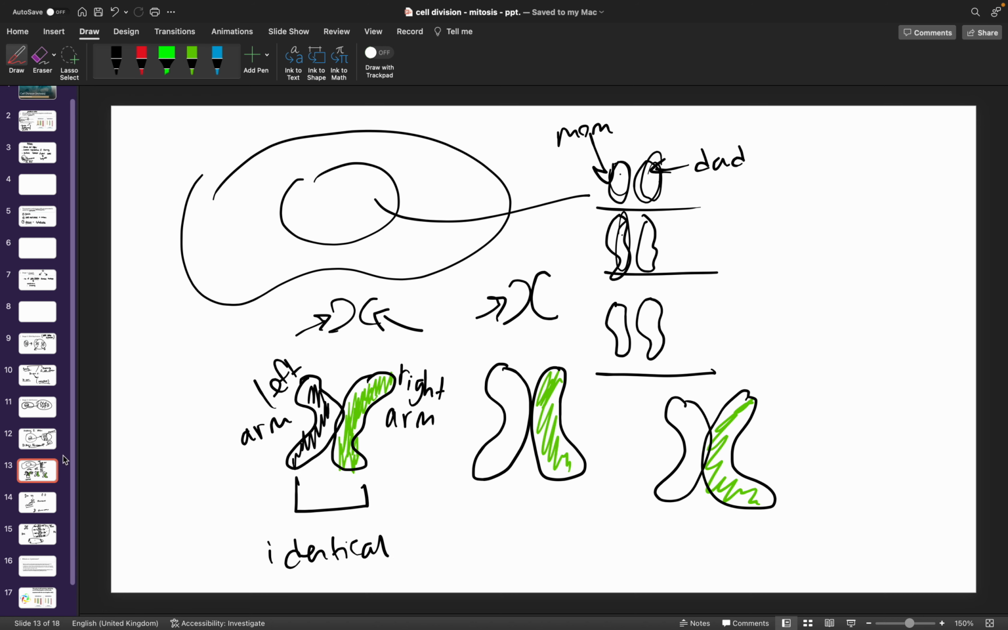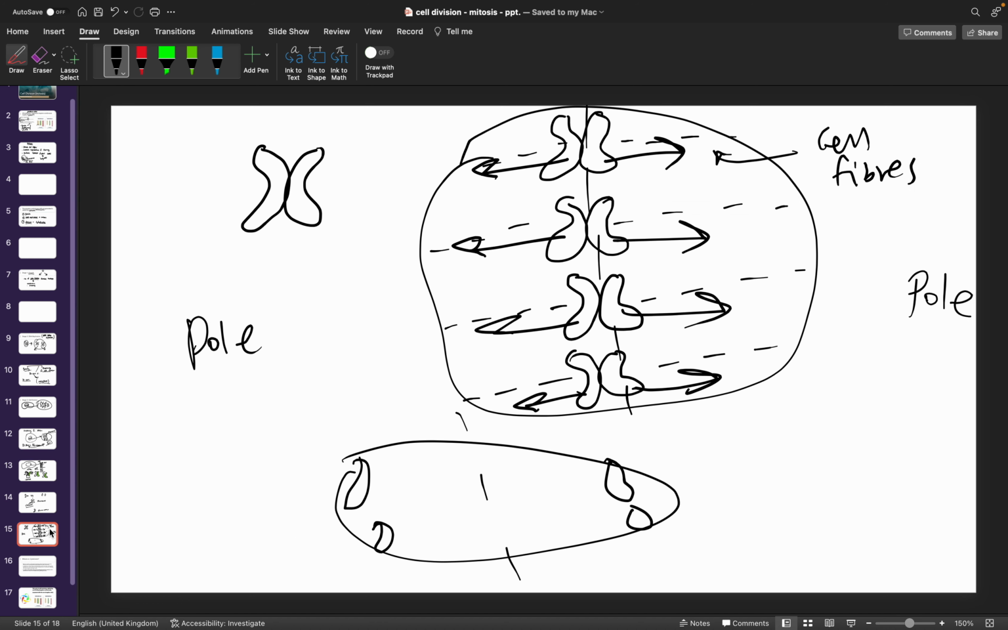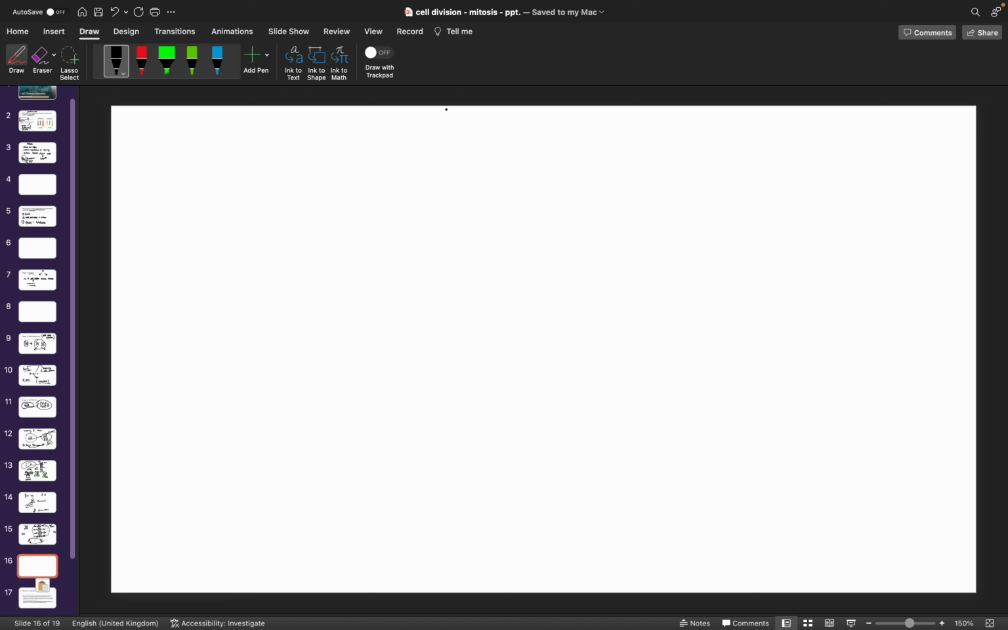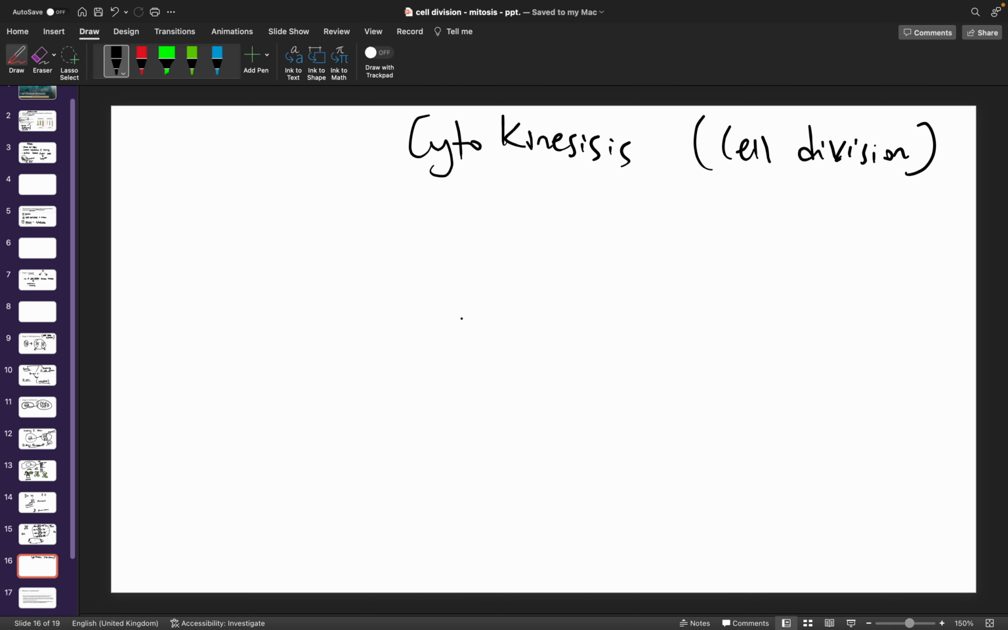Anyways, what happens is the cell breaks in half. The chromosomes break in half, leaving each side with 46 individual chromosomes. And then lastly, once all genetic material has been divided among the two sides, we get the process of cytokinesis. Cytokinesis, so basically cell division. The actual cell is going to be dividing into half.